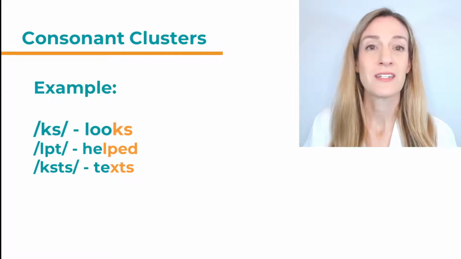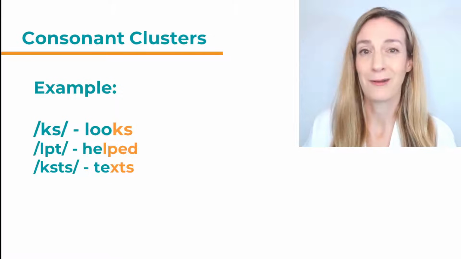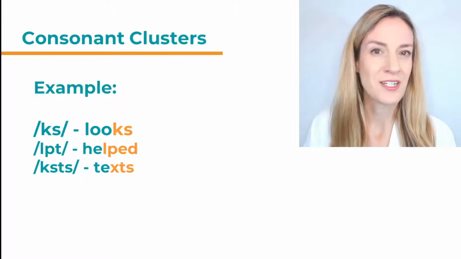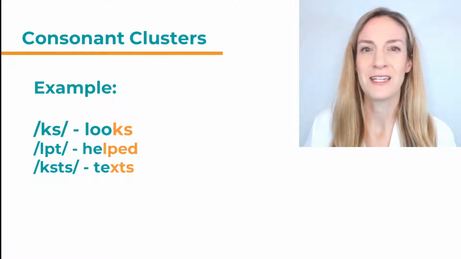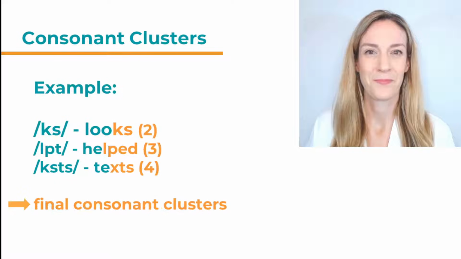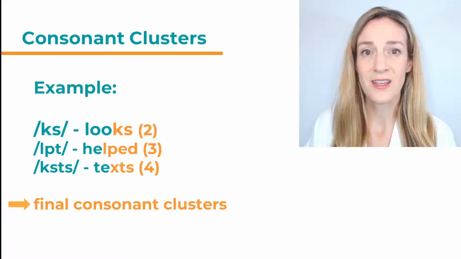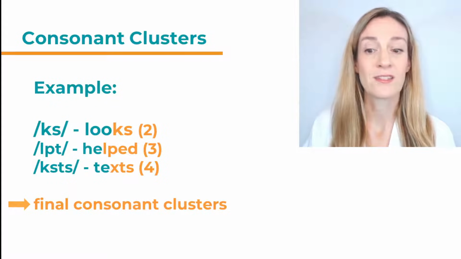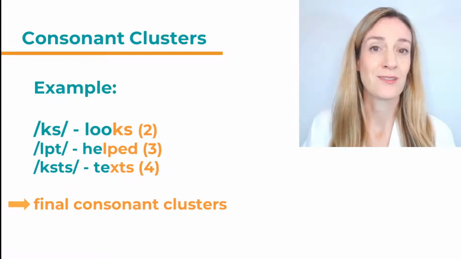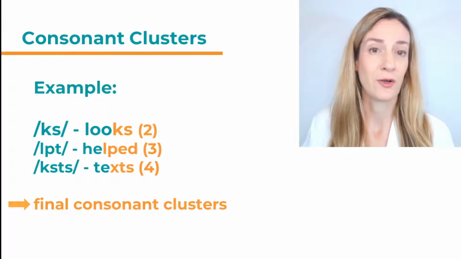Then we have the word texts, and here we have ksts, four consonants next to one another without a vowel in between. That is quite a difficult cluster to say, so I'll repeat: ksts, texts. So here we had examples of two consonant sounds, three consonant sounds, and four consonant sounds, all forming clusters at the end of a word. And if it's at the end, we call it a final consonant cluster.